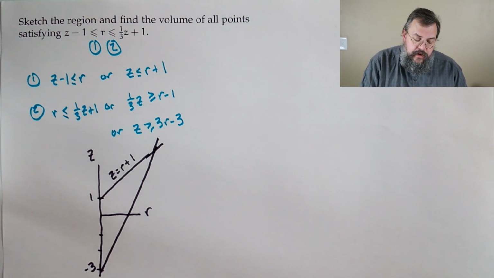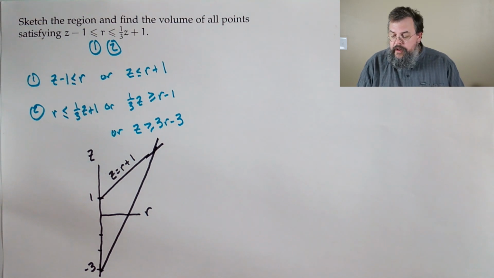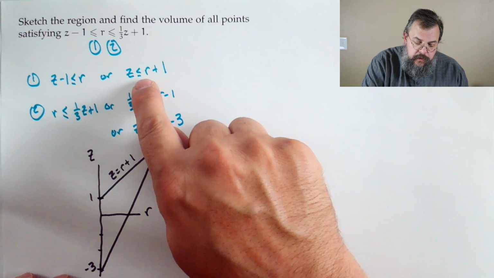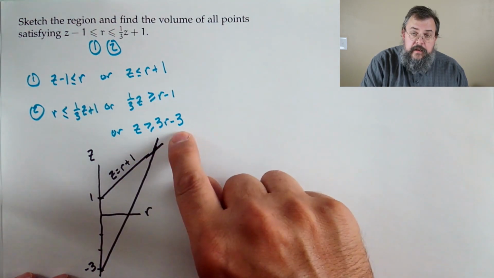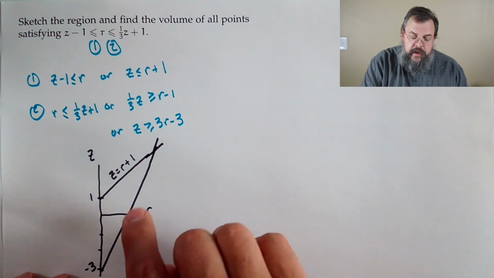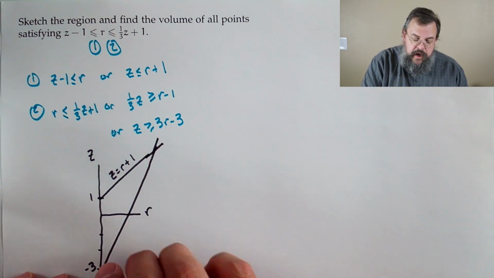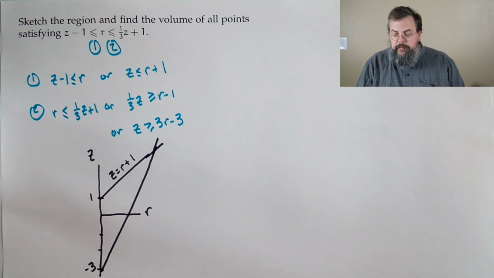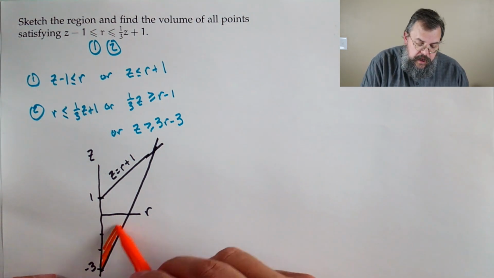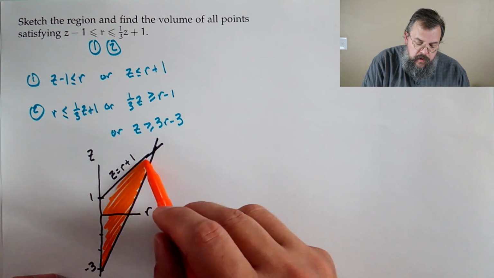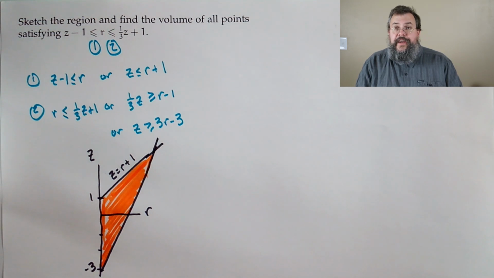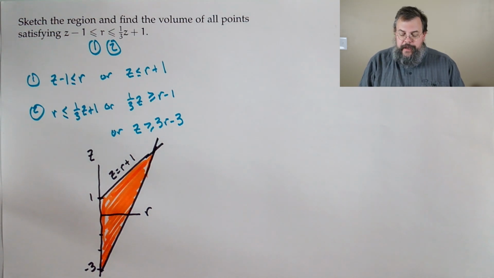All right, so what's the case? Well, I have to be below this top line, because I have to have z less than or equal to r plus 1. So I'm below there, but I have to be above this bottom line, which means that I'm interested in the points which are in between. And there we go.